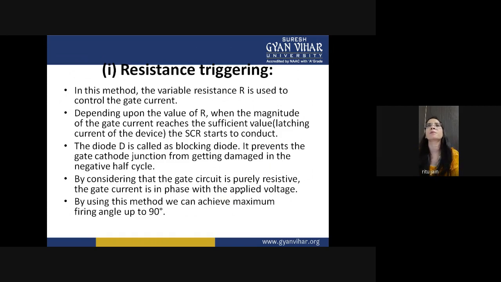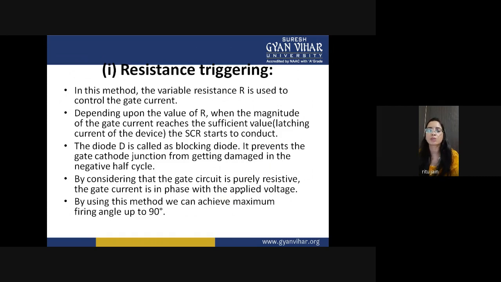You can see how you can control the gate current by using resistance. Resistance always opposes the flow of current. If you increase the resistance, the value of current will be less. If you decrease the resistance, the value of current will be high.